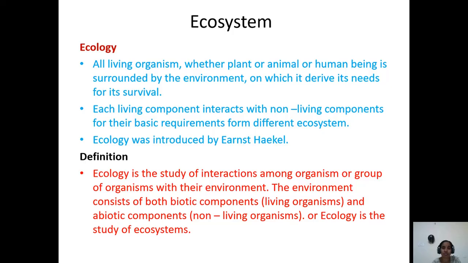The ecology subject was introduced by Ernst Haeckel, an environmental scientist. First, the definition of ecosystem: everything that surrounds us is called ecosystem. That means in this ecosystem, there is interaction among living organisms and interaction between living and non-living organisms. The interaction may be of friendly nature, enemy nature, or understanding. So all interactions are there in the living and non-living things.